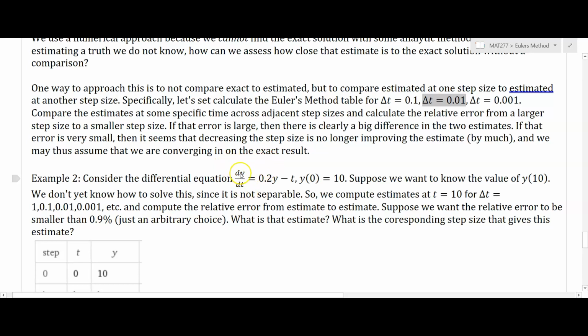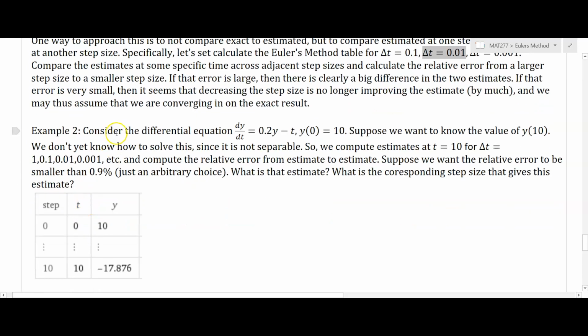and we may thus assume that we are converging in on the exact result. So consider another example, the differential equation dy/dt equals 0.2y minus t.